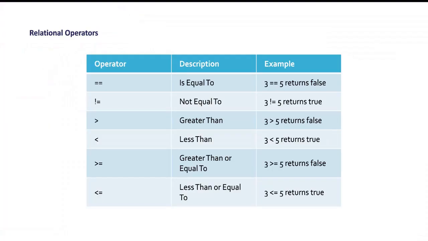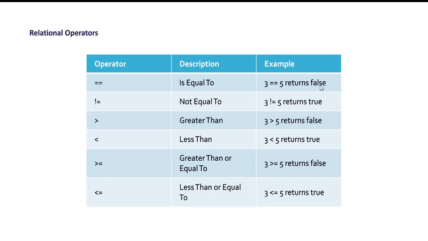Now let's see relational operators. Relational operators are basically used to find the relation between two operands. For example, A and B are two operands. If I check if A is equal to B, just for example, let's take A value as 3 and B value as 5. Let's see if 3 is equal to 5. It is not true. So that is the reason it returns false.